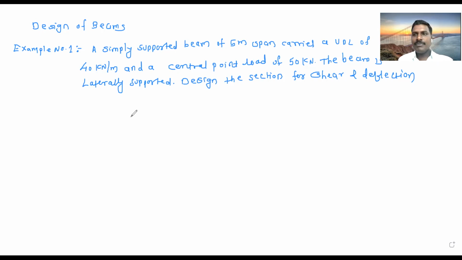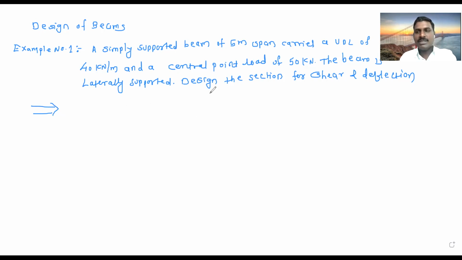So see the example. Read once again. A simply supported beam of a 5-meter span carries a UDL of 40 kilonewton per meter and a central point load of 50 kilonewton. The beam is laterally supported. Design the section for shear and deflection. So this is the problem statement. Now we have to design this beam. Okay, so we will go step by step.